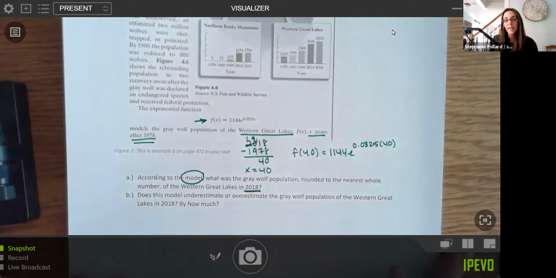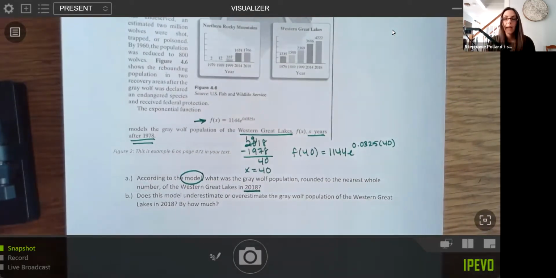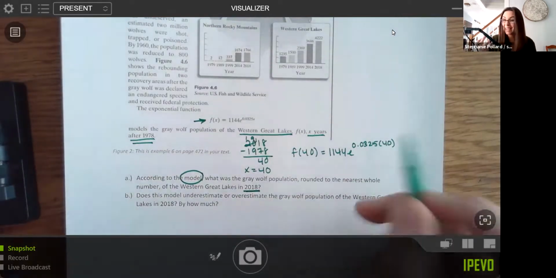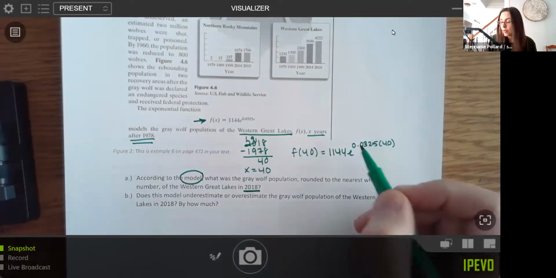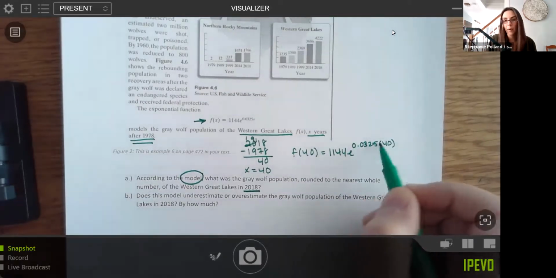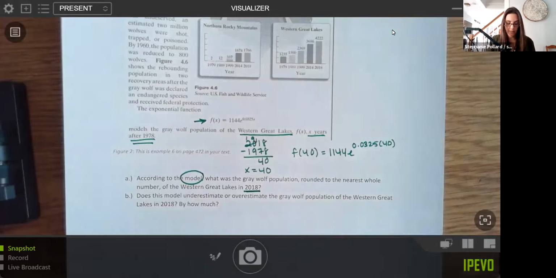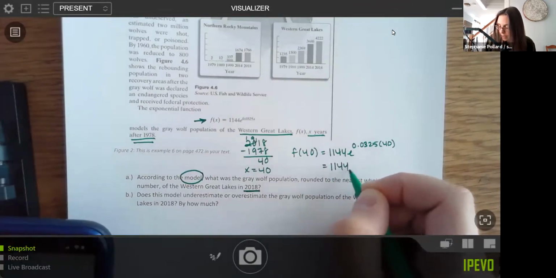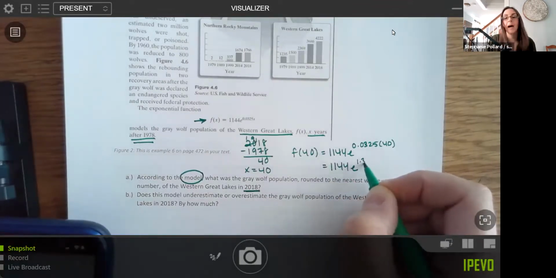Now, for something like this, I encourage you to take your time and perform the order of operations. So the first thing I'm going to do is clean up this exponent because we always work inside things. Now, there's no parentheses, but we're inside the exponent, so that sort of counts in the same realm of trying to clean that piece up. So I'm going to do 0.0325 times 40 first. So I get that this is 1,144 e to the 1.3 power.